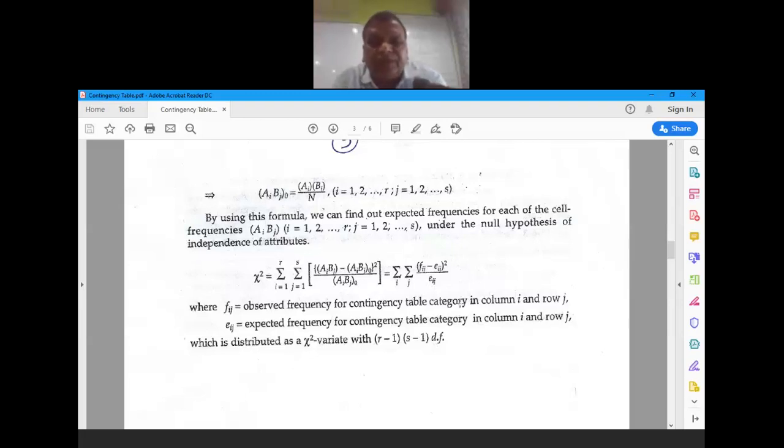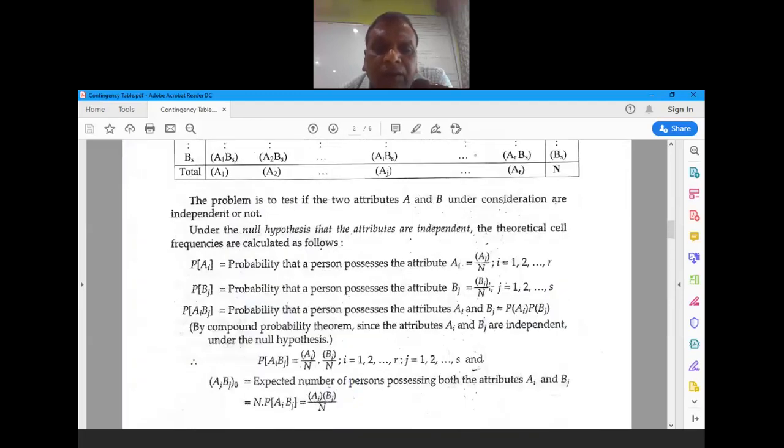So here Fij is the observed frequency for the contingency table, which I have already discussed in the 2 by 2 contingency table, and Eij is the expected frequency for the contingency table category in row i and column j, with R-1 and S-1 degrees of freedom. Now I will provide this note on the contingency table and its correction for continuity, and you can simply verify it.